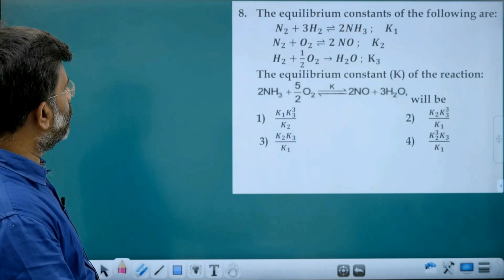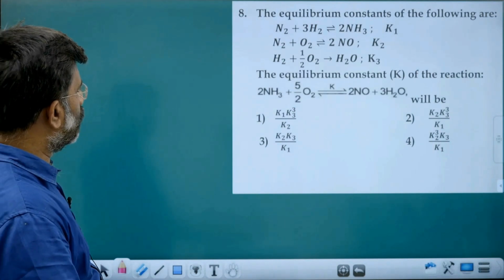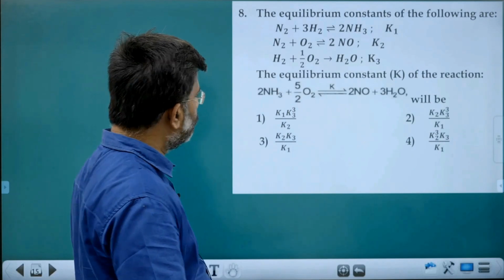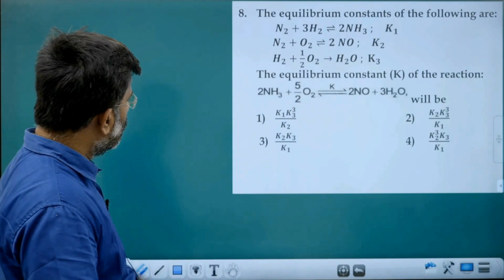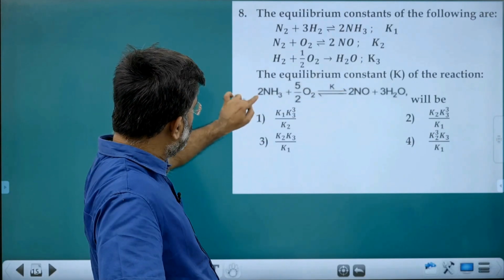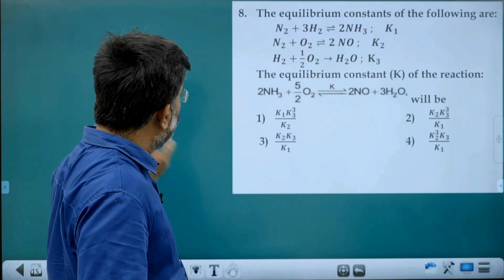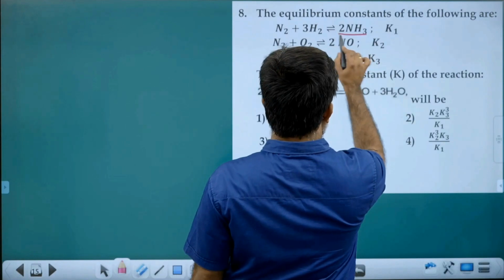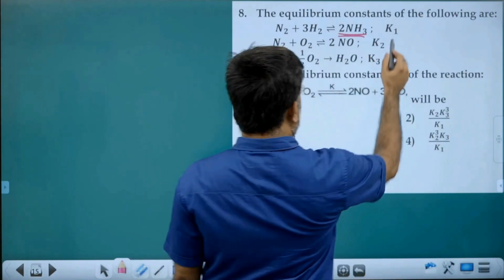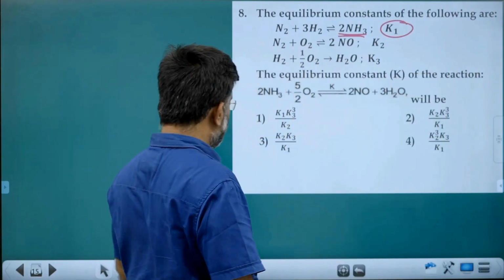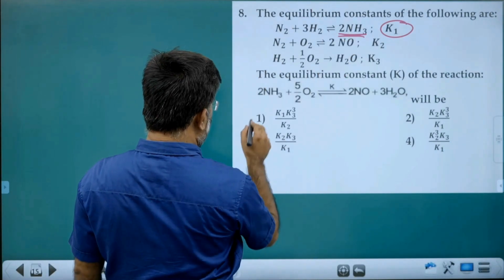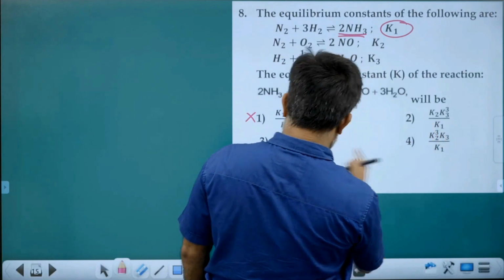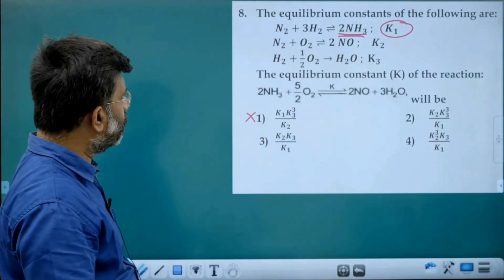Next, the equilibrium constants of the following reactions are given. Look at the data to get the answer. You want this equation with 2 ammonia on the left hand side, but you have 2 ammonia on the right hand side. So K1 will be in the denominator, because ammonia is coming to the left hand side. So this is out. K1 in the denominator, so it can be 2, 3, 4.